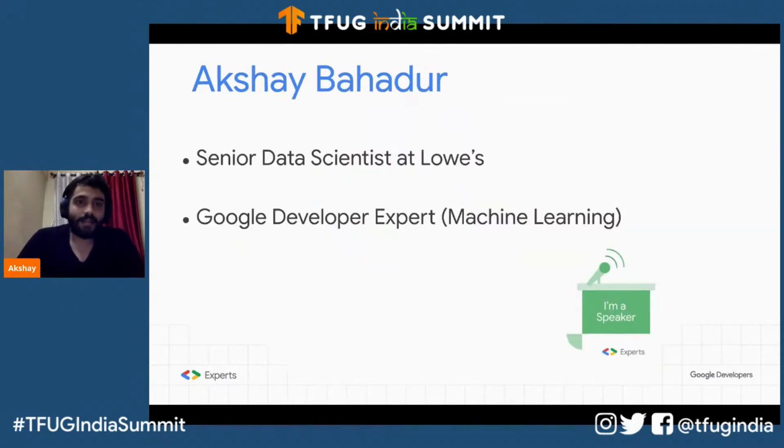A bit about myself. My name is Akshay Bahadur. I'm a senior data scientist at Lowe's. I am currently working in the search and recommendation team, where we mostly do customer related customizations. I'm also a developer expert in machine learning.